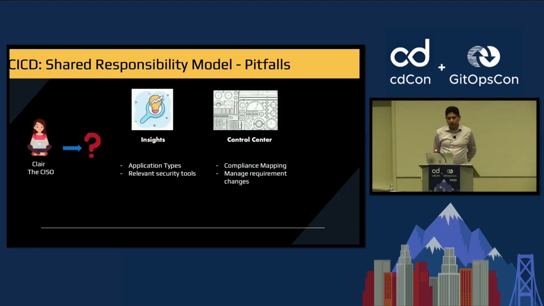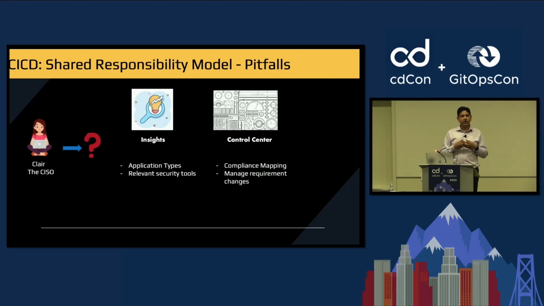Now, we talked about the tools or the systems. We talked about the personas, right? Now, if I look at it from the CISO point of view, what do I need? I need insights. I need insights into what type of applications my organization is running, like whether it's microservices, non-microservices, or Go-based or Python-based, right? All this information I need to have as a CISO, right?